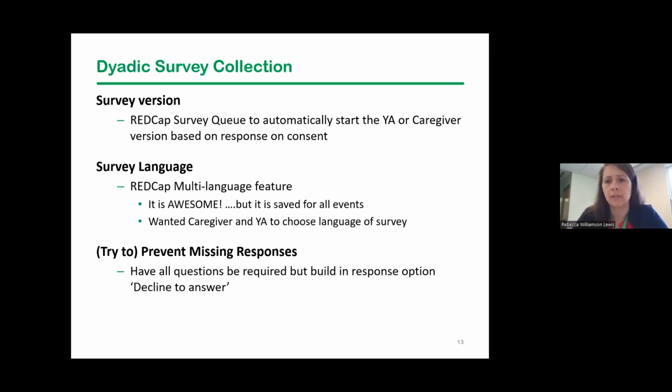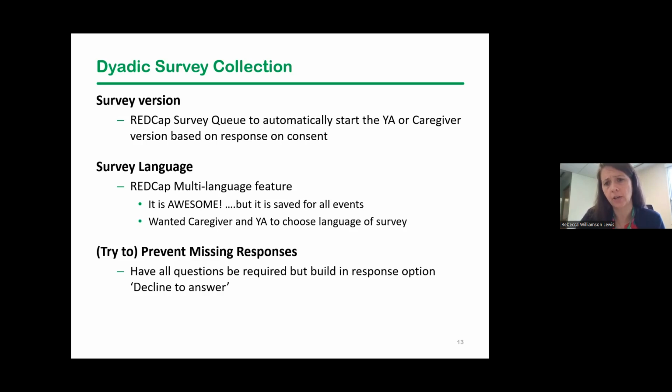For this study, the surveys were available in both English and Spanish, and we tried to use REDCap's multi-language feature, which allows one variable to collect responses in both languages, but we learned that the language is saved for all events. So when we wanted the young adult and caregiver to be able to select their preferred language, we ended up building separate English and Spanish variables.